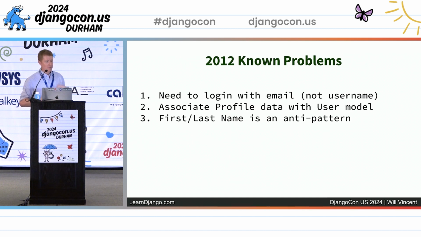First, the need to log in with email, not username. I think that's a pretty common pattern, but even 12 years ago, that was a common pattern, and everyone was like, we need to do something. Second, you need to associate profile data with the user model in some consistent way, ideally. And third, it was clear that first and last name was an anti-pattern.